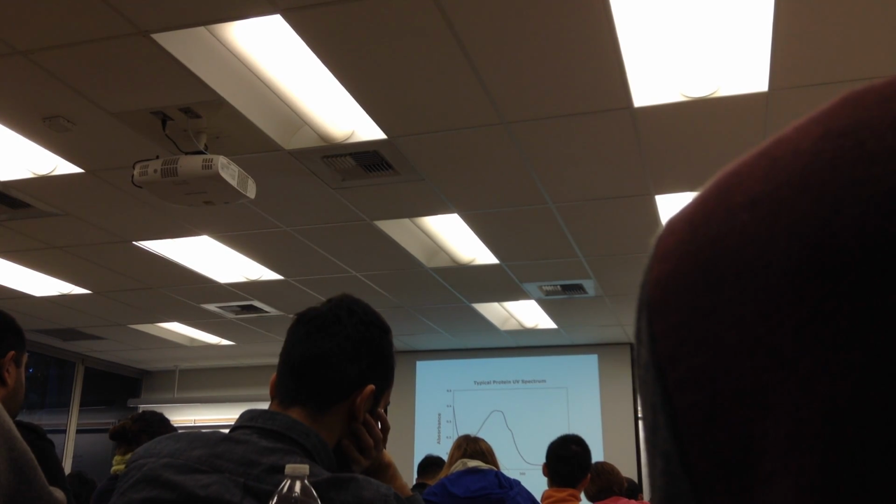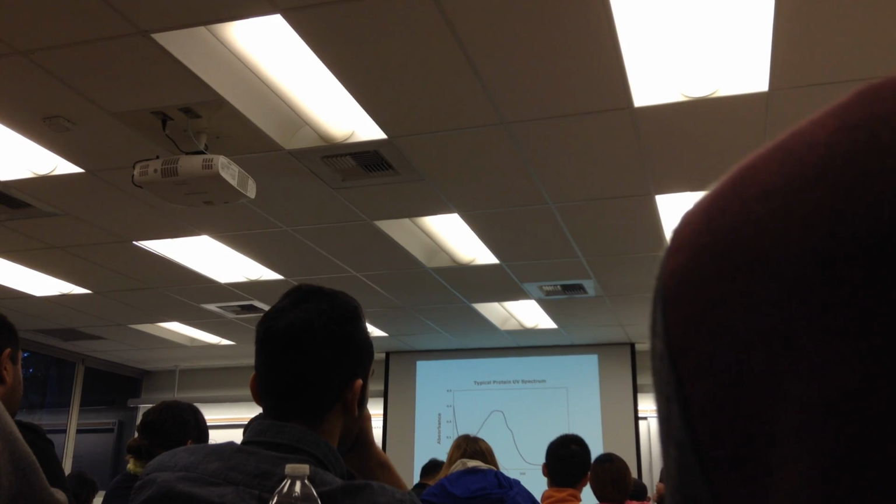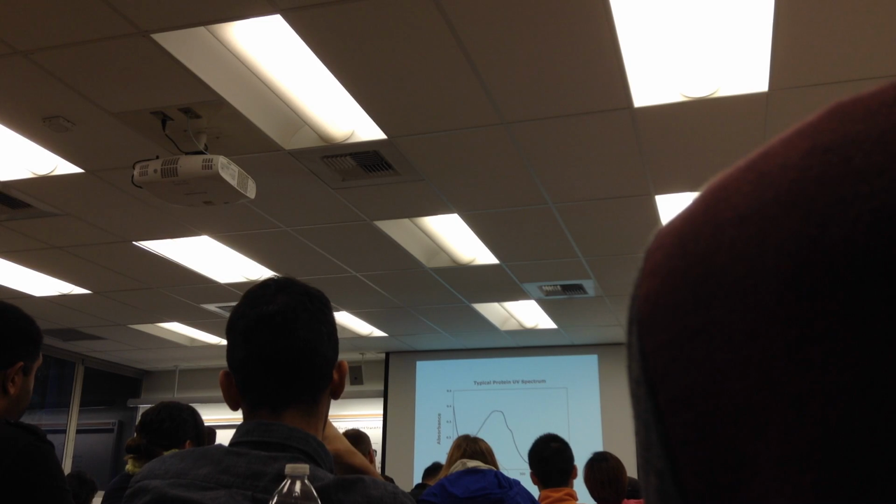Now, what's one of the drawbacks about this method? What do you need for this method to work to be able to detect a protein? What's that? You need to have the aromatic amino acids. That's right. So if you have a protein that doesn't have any aromatic amino acids, it's not going to be any good. So that's one of the limitations. Okay, we'll stop there. We'll finish up.